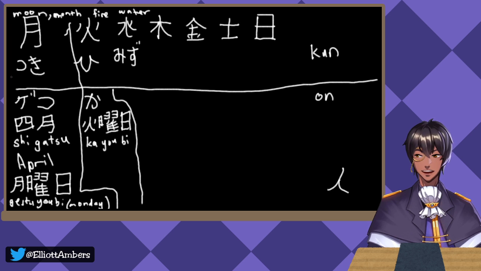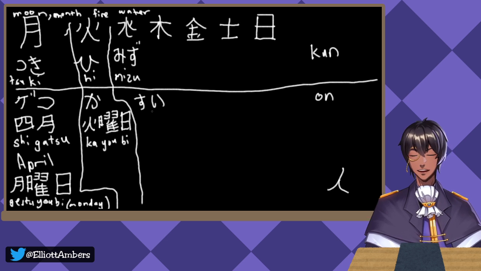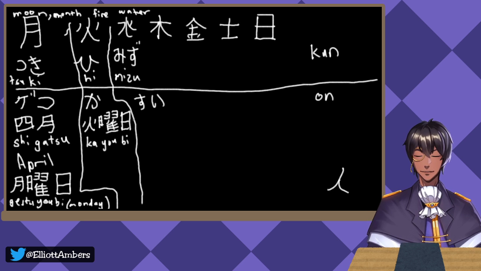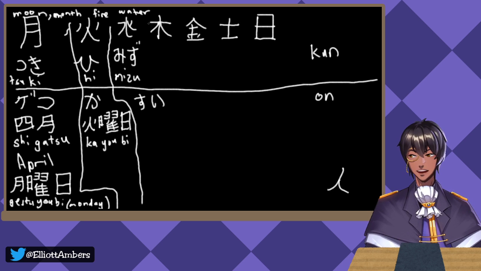And actually, let me write these out here. Tsuki, like Tsukihime. This is hi. This is mizu. The onyomi is sui. Why did I forget how to write the i? So sui. If you were to say Wednesday, it would be Suiyobi. Getsuyobi, Kayobi, Suiyobi. So they introduce the elements to first graders, because that's how they tell what the day of the week is.